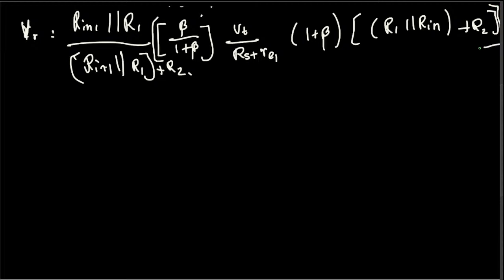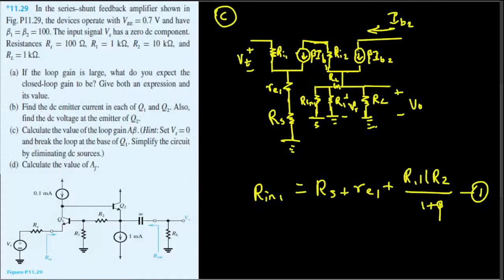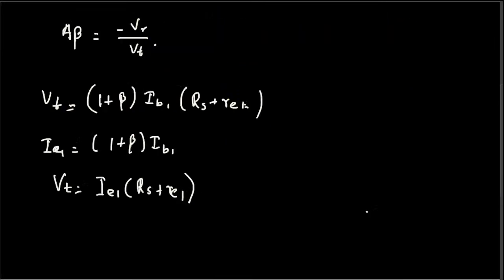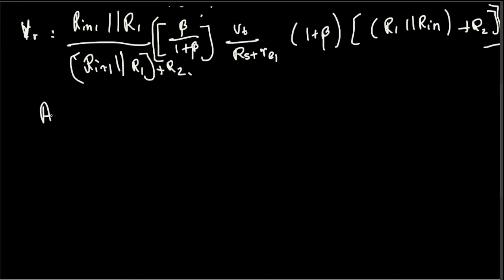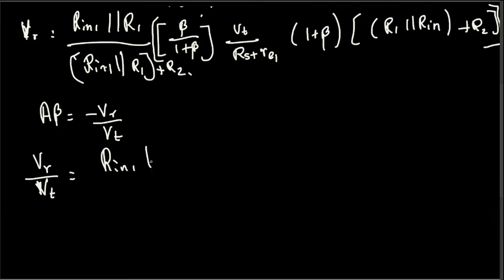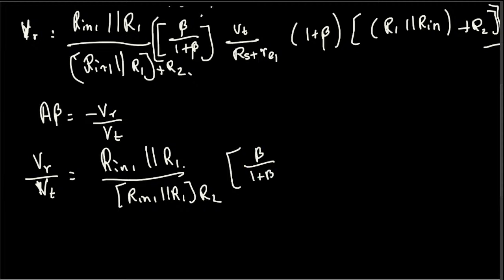So that is the whole term, and in the whole term, if you look at this here, in this one we have the VT, and here we have the VR, and this A beta is nothing but negative VR over VT. We have the expression for the VR and this VT right here. If I bring this VT to this side, then this equation becomes VR over VT, and that is equal to R in 1 parallel R1 divided by R in 1 parallel R1 plus R2, times beta over 1 plus beta.